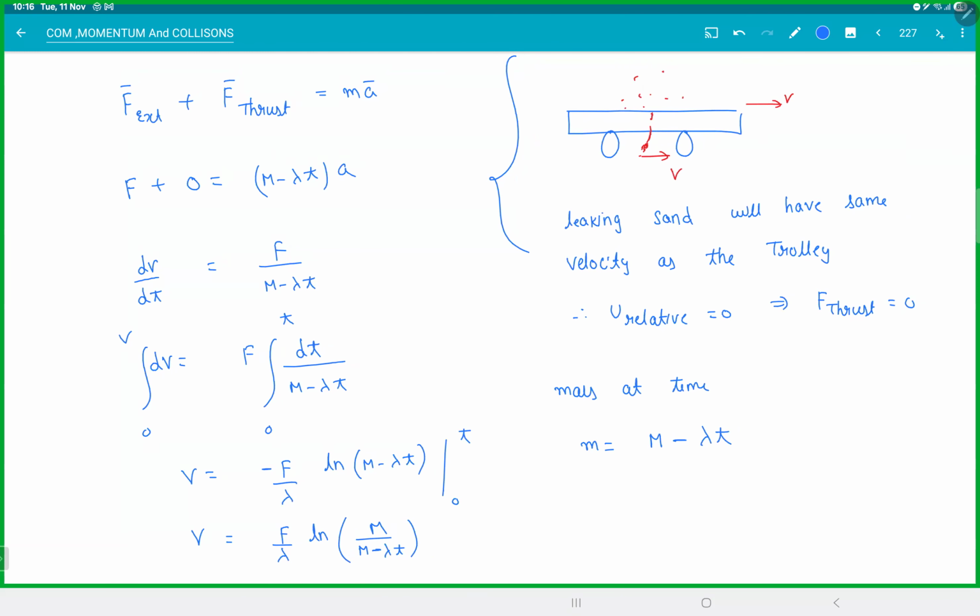If you send the minus sign inside, ln will reverse. Ln a by b becomes ln b by a. If you want, I'll show you that. So this is minus F by lambda, this is ln of m minus lambda t minus ln m. Send that minus sign inside. This will become F by lambda ln m by m minus lambda t. There, I was skipping that step every time. Is that clear, everyone?